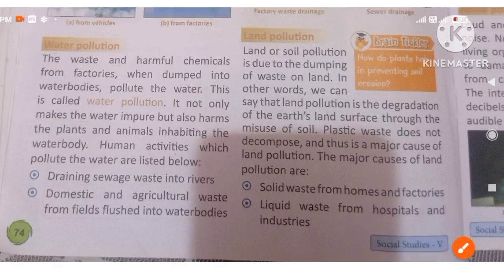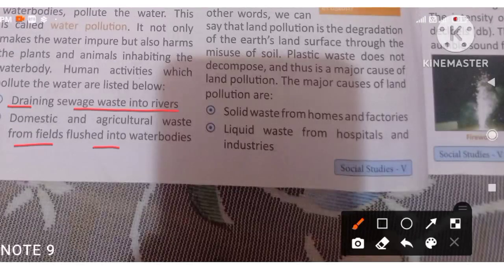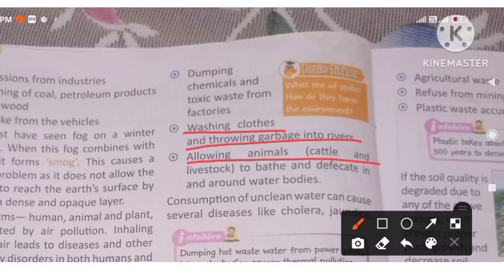First, draining sewage waste into rivers, domestic and agricultural waste from fields flushed into water bodies, dumping chemicals and toxic waste from factories, washing clothes and throwing garbage into rivers, allowing animals, cattle and livestock to bathe and defecate in and around water bodies. Consumption of unclean water can cause several diseases like cholera and jaundice.